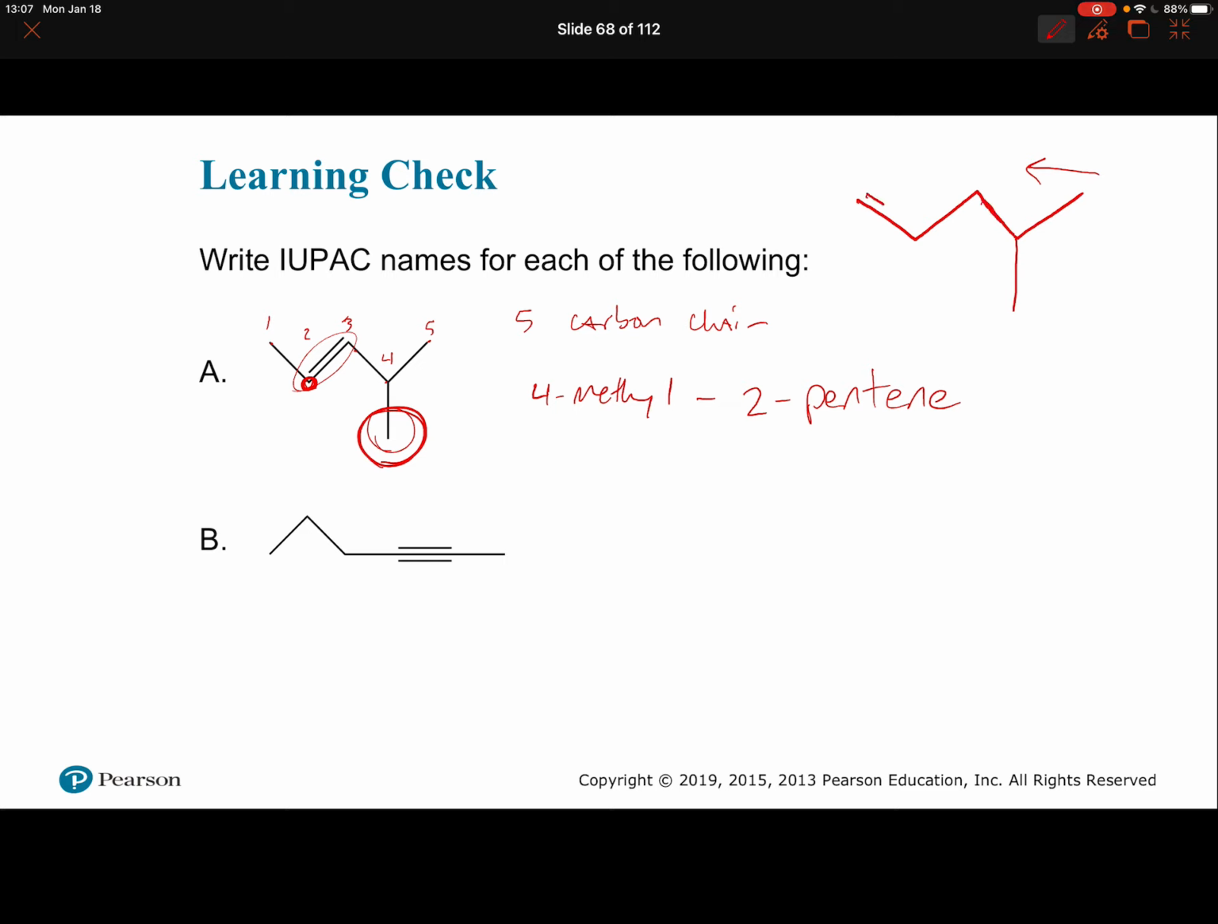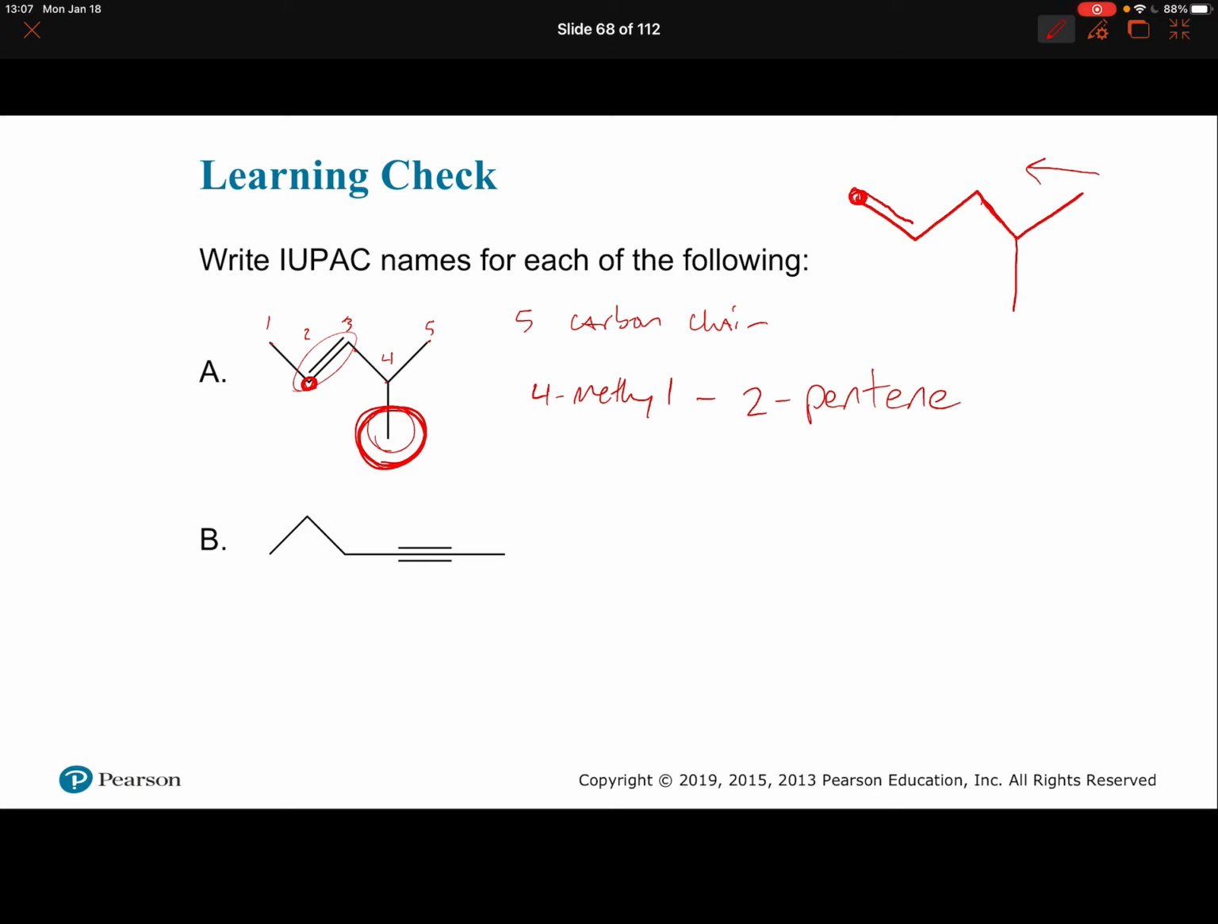So if I put the double bond here, this is now 1-pentene, because the double bond would be starting here on the 1 carbon instead of starting on the 2 carbon. So we have to specify where the double bond is. 1-pentene, 2-pentene, those are the different molecules that we can draw here. So 4-methyl 2-pentene, because the CH3 group, the methyl, is on the number 4.